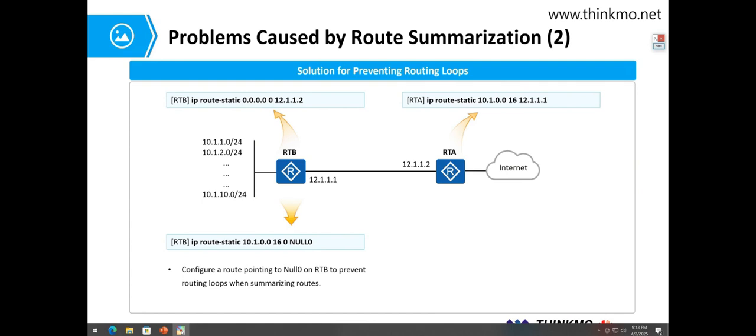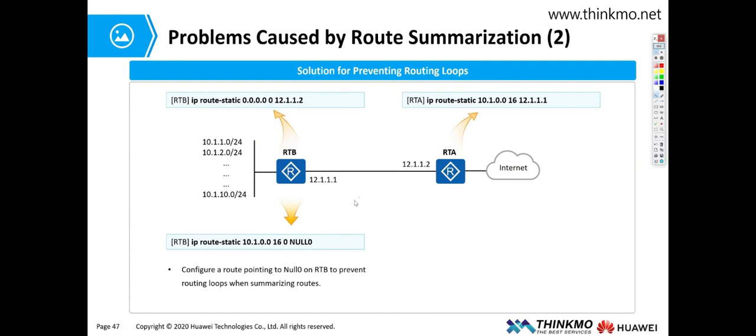Now, if in the future I want to go to 10.1.20.0, what about my routing table? I don't have it. I will still pass it to RTA. Because our summarized route is too large, it thinks that anything starting with 10.1.x.x can be given to RTB, as it has all of them. Because of this, it writes such a black hole route. So after the packet arrives, it won't create a loop, but instead, this device will discard it.